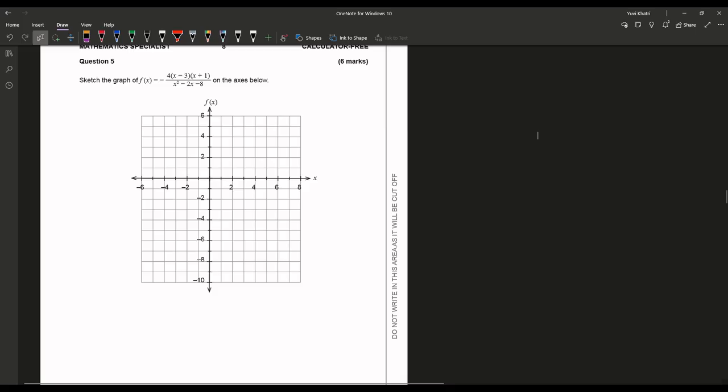Now question 5 is a big question, and it's worth 6 marks, and it wants us to graph this function right here. What I like to do with these is first write out the function where everything is factorized.